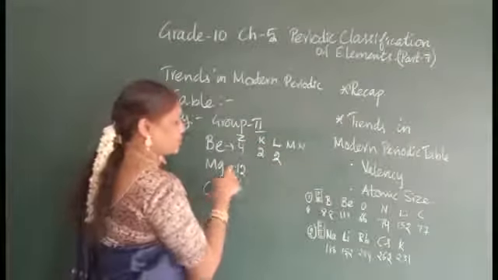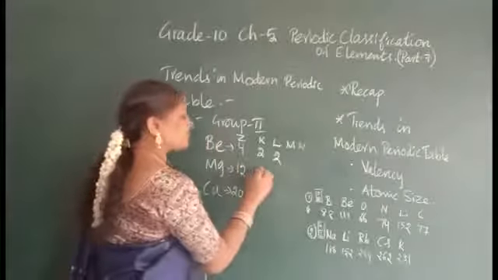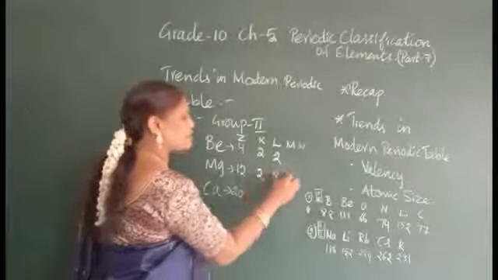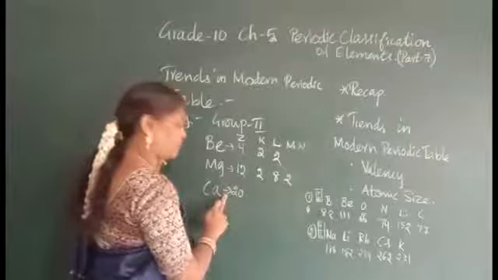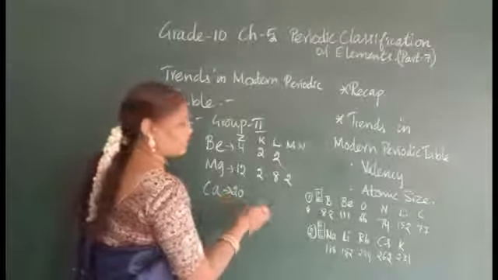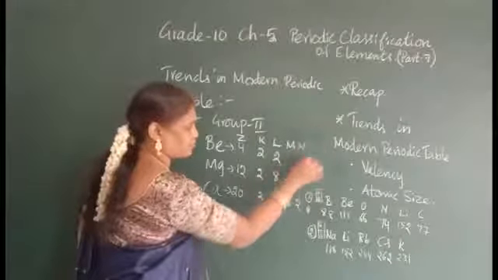Magnesium is in the third period. How many shells will it have? Three shells. Very good. So it will be filled as 2, 8, 2. The next one, calcium, is in the fourth period. How will it be filled? Four shells: 2, 8, 8, 2.